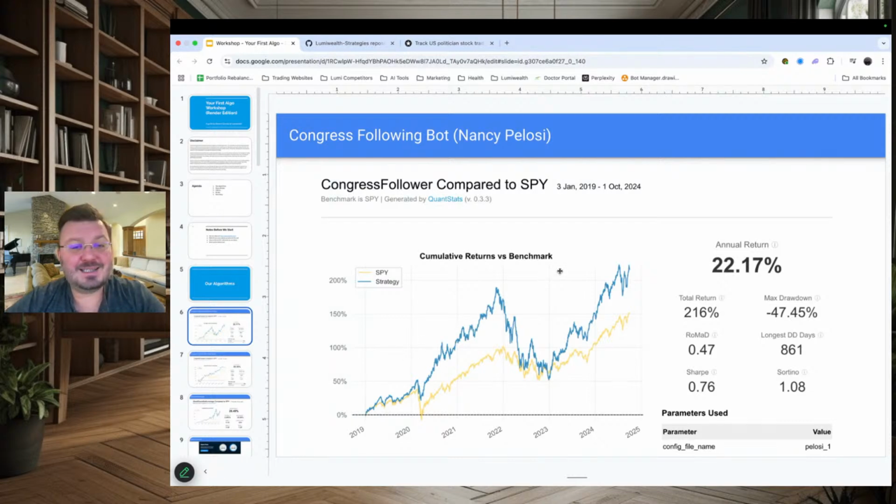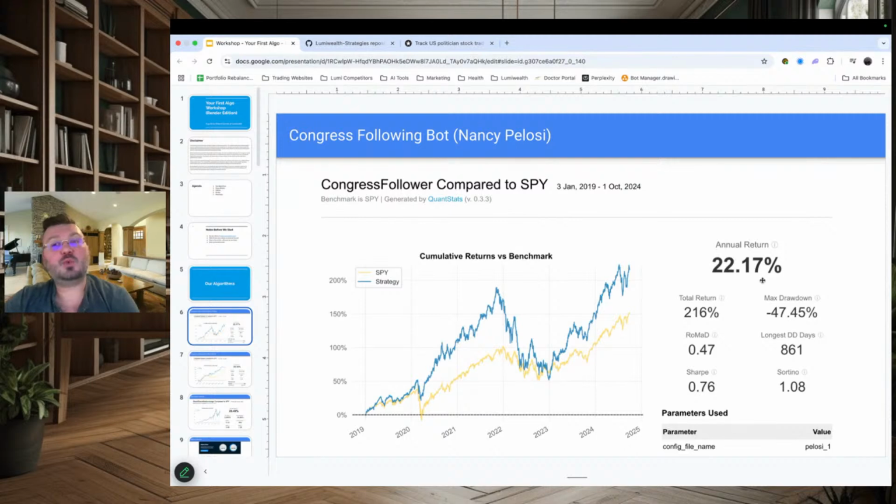And when we back tested it, meaning we simulated this going back till 2019, how would this portfolio have done? It did very, very well, not surprisingly. Here in blue is the bot that we built, the Nancy Pelosi following bot, and then in yellow is the S&P 500. You can see here, first of all, Nancy Pelosi kicked the S&P 500's butt, even though it did very well recently. She did a heck of a lot better.